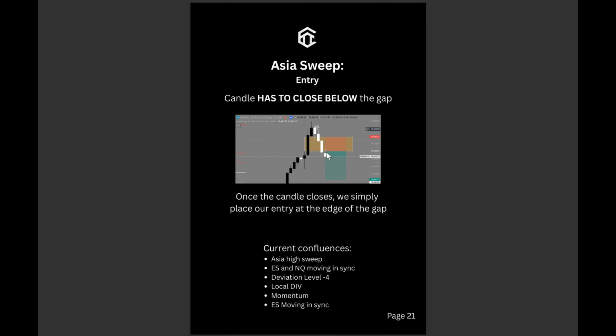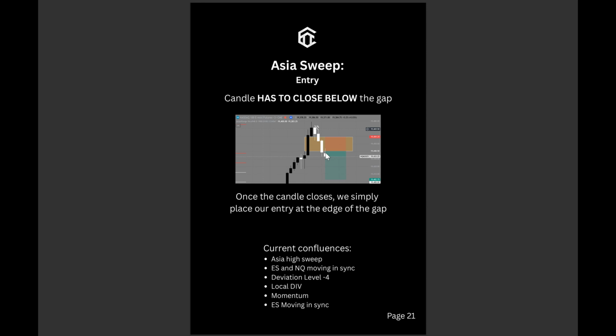We wait for the candle closure. Whichever the time frame that the gap is, we wait for that candle to close. So for example, if it's a 5-minute gap, wait for a 5-minute closure. If it's a 1-minute gap, you wait for a 1-minute closure. You can see here that we've closed on the 3-minute time frame on the 3-minute gap. So we simply place our entry on the edge of the gap with the stops just above.